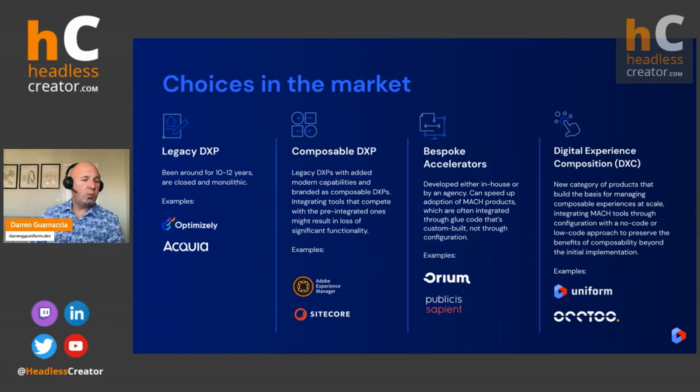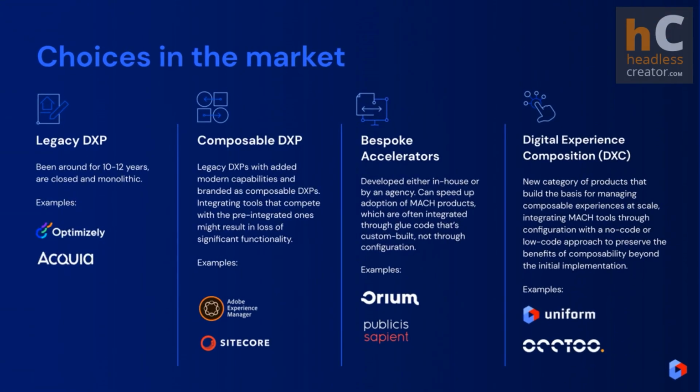So if we talk about who is an example of this, like who would be a legacy DXP, who would be a composable DXP, bespoke accelerators, and then digital experience composition platforms. On the legacy DXP front, folks like Optimizely and Acquia are good examples. They're still monolithic. They haven't really built a lot of APIs across their systems. They're still really focusing on owning you and keeping you in that walled garden. They've been around for a long time, 10-plus years, and they built that pre-integrated, prefabricated tool set together.